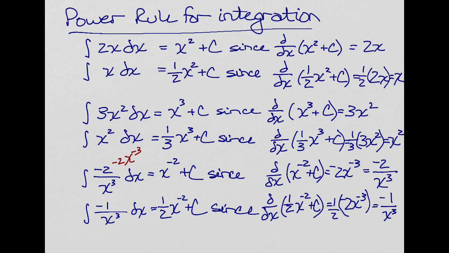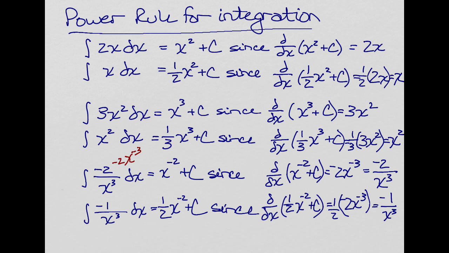For x to the negative 3, power went up by 1. Negative 3 plus 1 is negative 2. And 1 over the new power. And this is actually that, 1 over negative 2. And the negative sign needed to be in there.